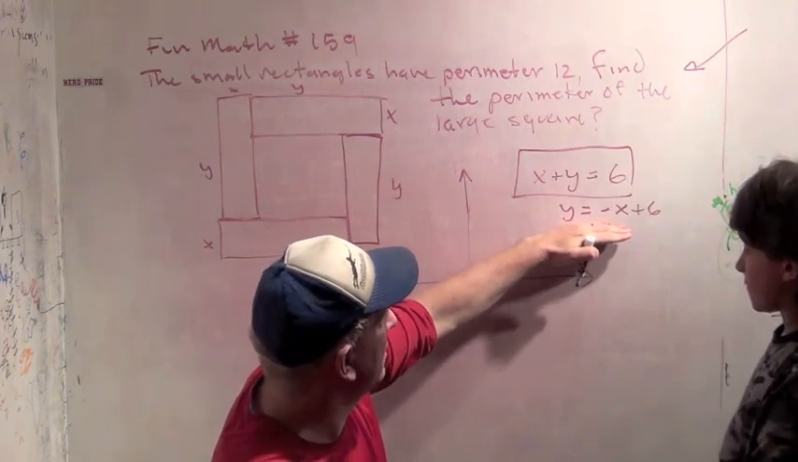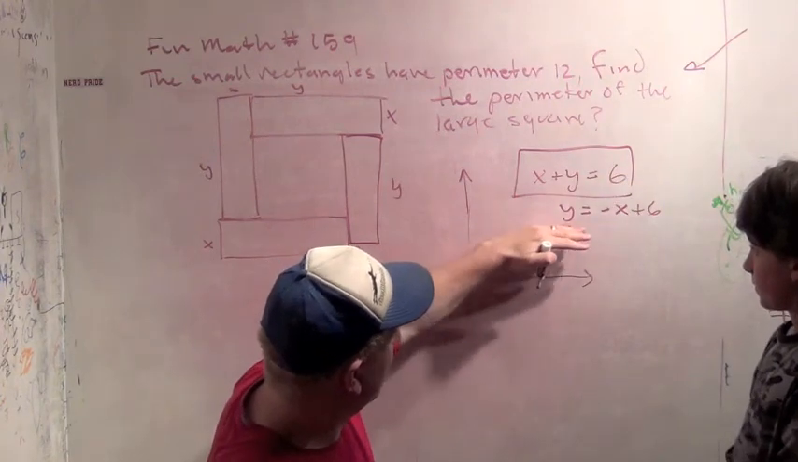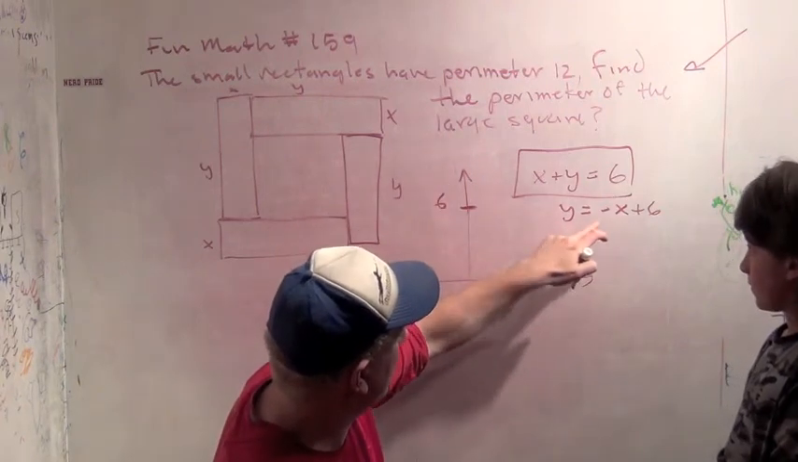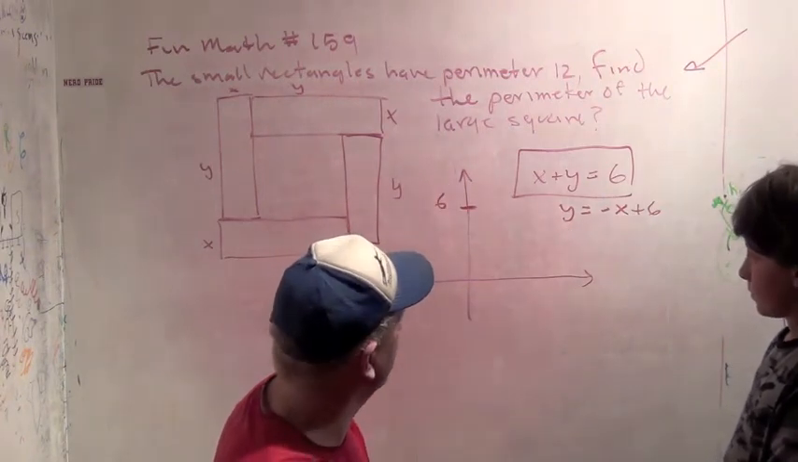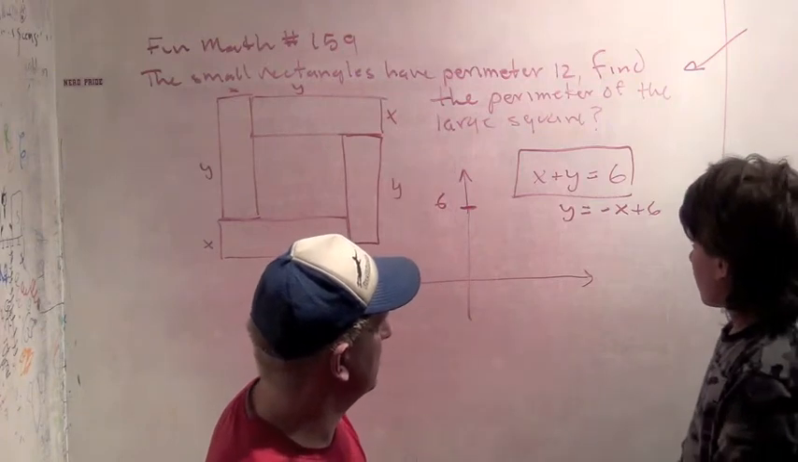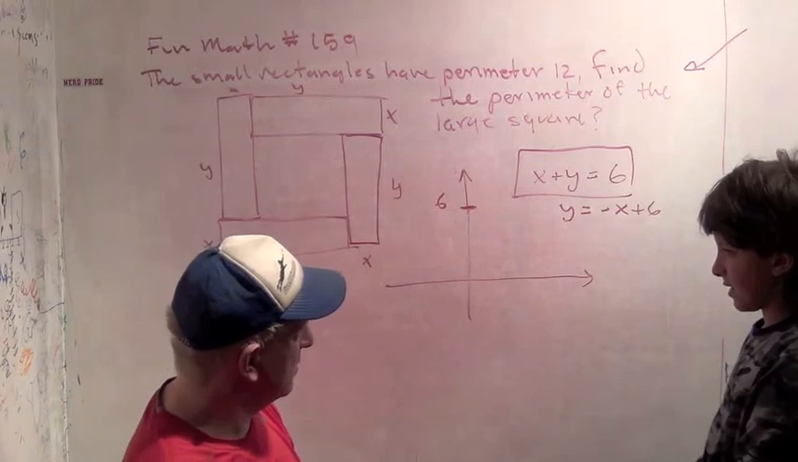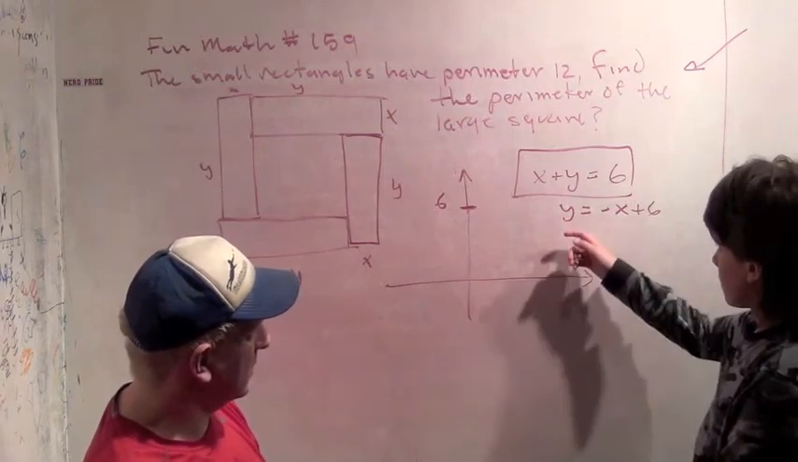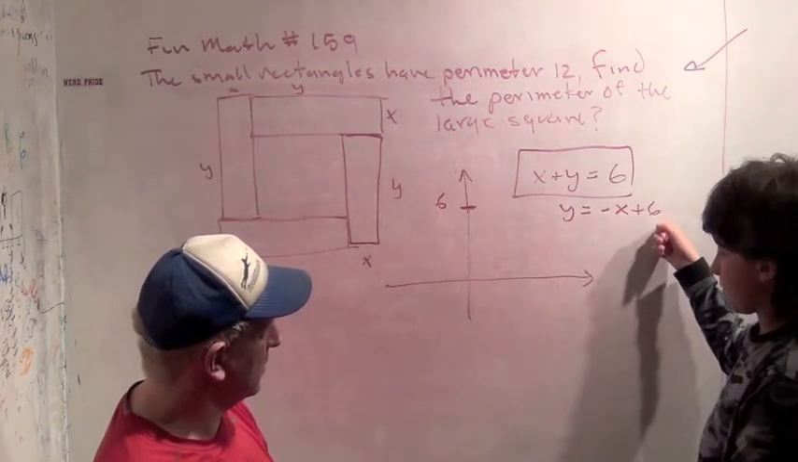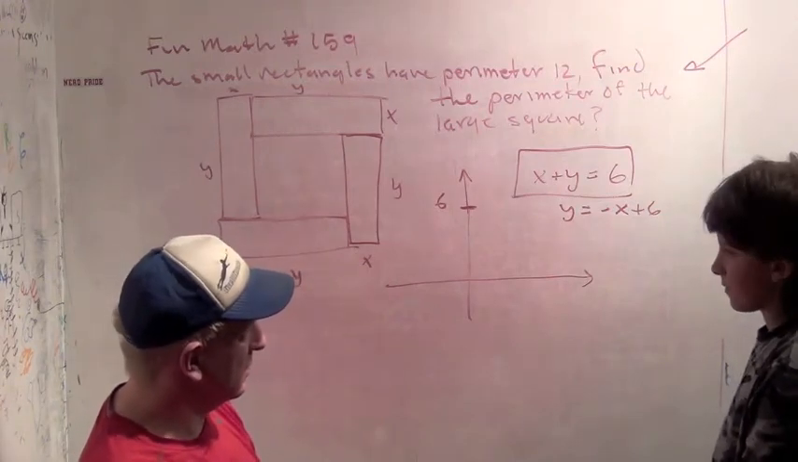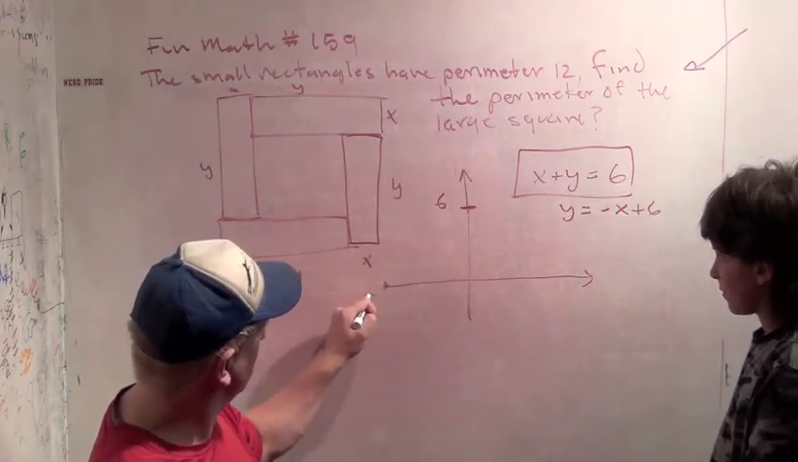So the slope is minus 1. The y-intercept is 6. So when x equals 0, y equals 6. What about when y equals 0? What's x? Well, when y is 0, x is minus 6. 0 is minus 6 plus x. So you think it's minus 6.